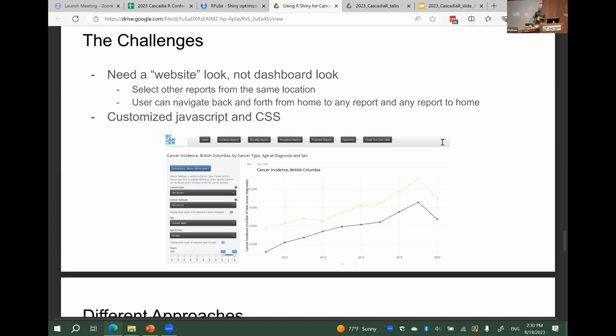So you don't need to navigate back to BC Cancer's homepage. Once you're in a dashboard, you actually stay within the dashboard. We have close to 20, if not more, different Shiny dashboards, and from each dashboard you can go to any other dashboard that you want. So this is what we wanted to achieve, and we were able to do that.